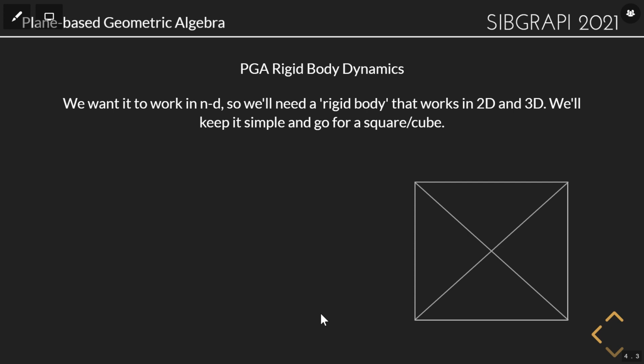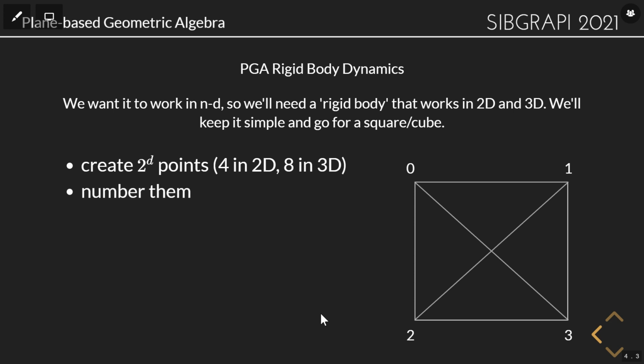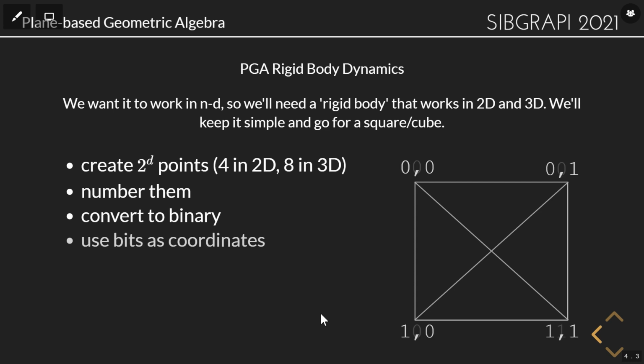So how do we make a square in any number of dimensions? Well, we're going to start by just creating the correct number of points. So that's 2 to the d, where d is the dimension that you're in. So that's 4 points for a square in 2 dimensions, 8 points for a cube in 3 dimensions, and so on. Then we'll just give them some numbers, 0, 1, 2, 3. And then we'll convert those numbers to binary. And then when you do that, you might note that you can actually just use that as coordinates. So you basically use one bit for each coordinate axis.